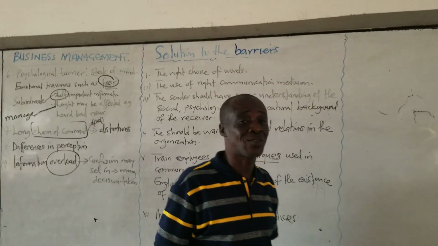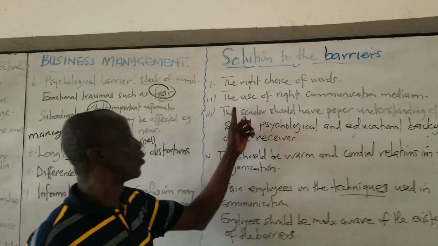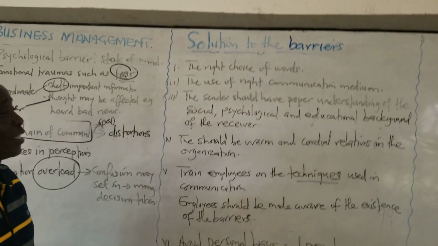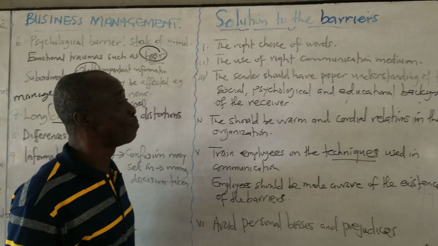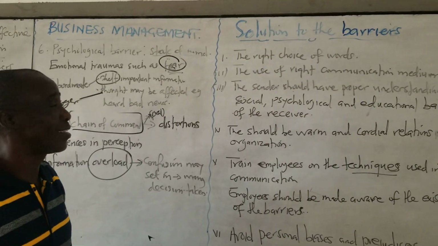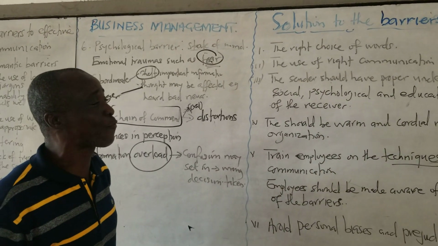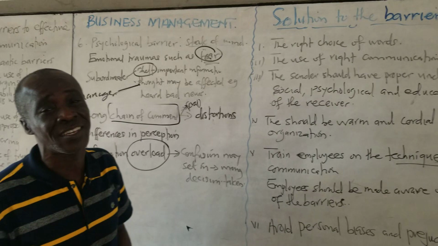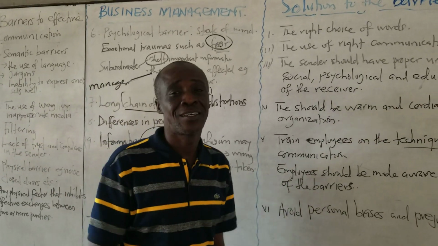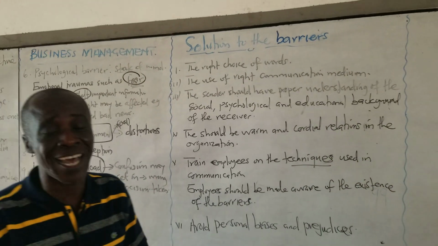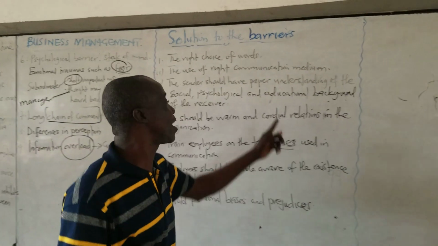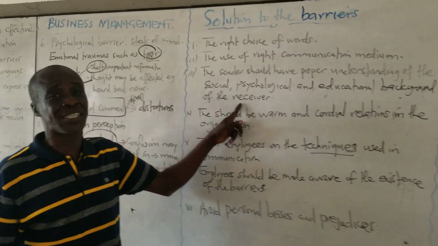Your guess is as good as mine. So that is the use of the right communication medium. The next one is that the sender, the one who is sending the message, should have proper understanding of the social, psychological, and educational background of the receiver.